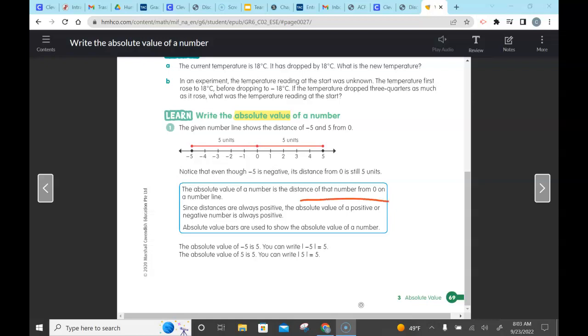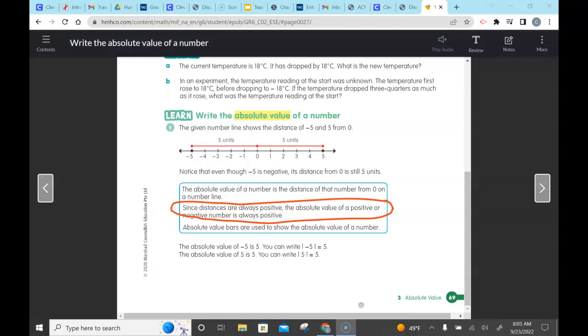Something else you need to understand, since distances are always positive, the absolute value of a positive or negative number is always going to be positive. Okay, so understand that as well. So, for example, if I ask you how far you live from Springhouse, you would not say I live negative 10 miles from Springhouse. You would say I live about 10 miles from Springhouse.